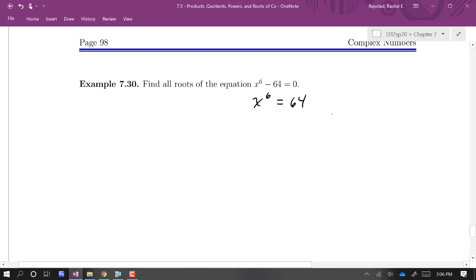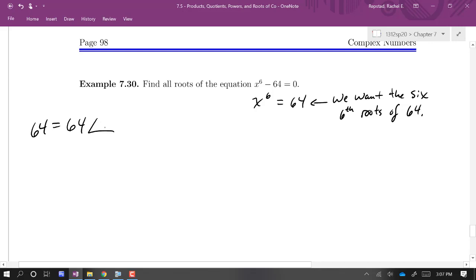And so just to reword this, this means that if we want to find all roots of this equation, there's going to be 6 of them, right? Because what we're looking for are the sixth roots of 64. Every complex number has six sixth roots. So we start. We're going to write 64 in its polar form, which takes very little work. It's a positive real, so its angle is 0 degrees. Its magnitude is 64.